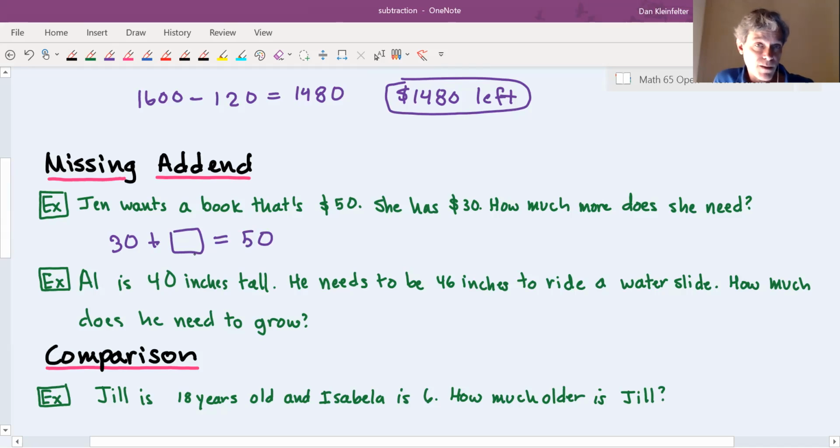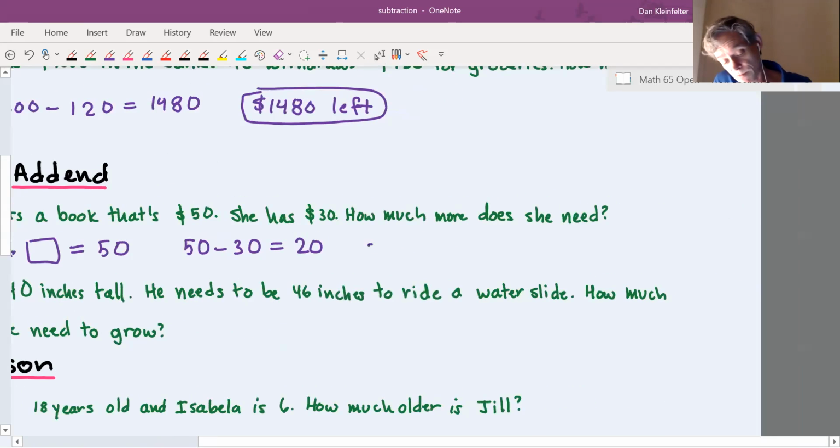The $20, you probably already thought 20, and you're right. The $20 you get by saying, well, 50, the amount that she wants to end up with, minus the 30, the amount that she already has, leaves 20. She needs $20.